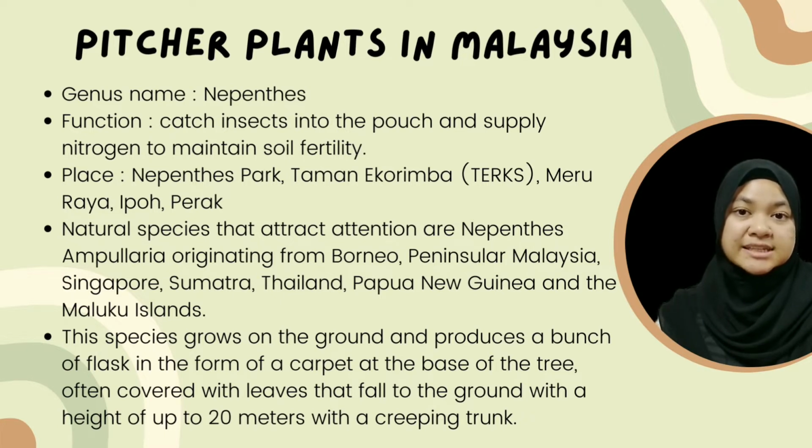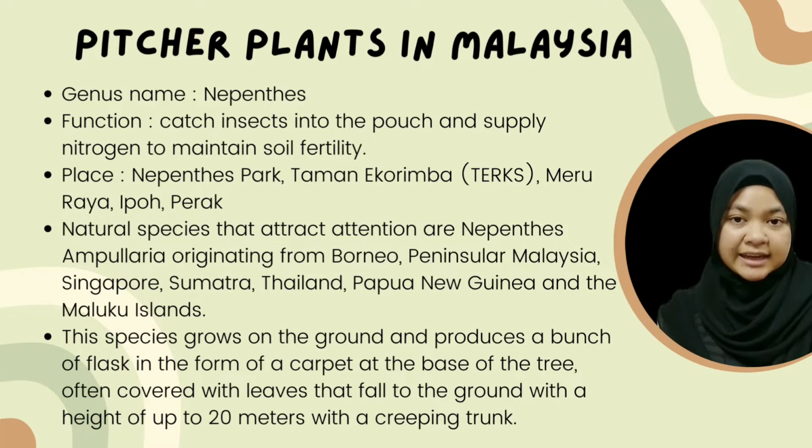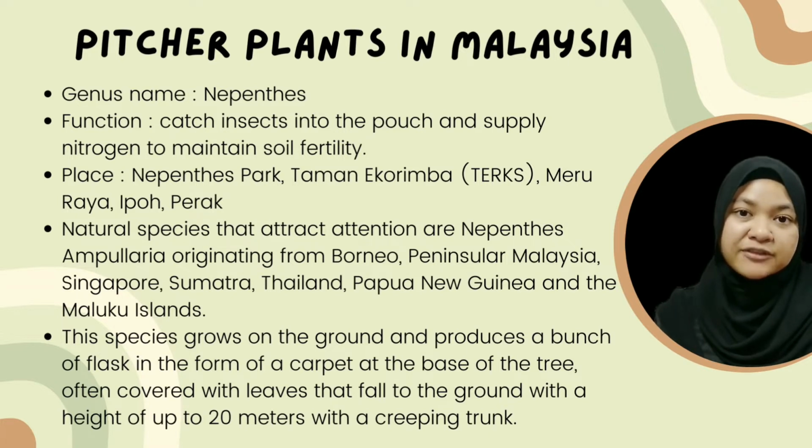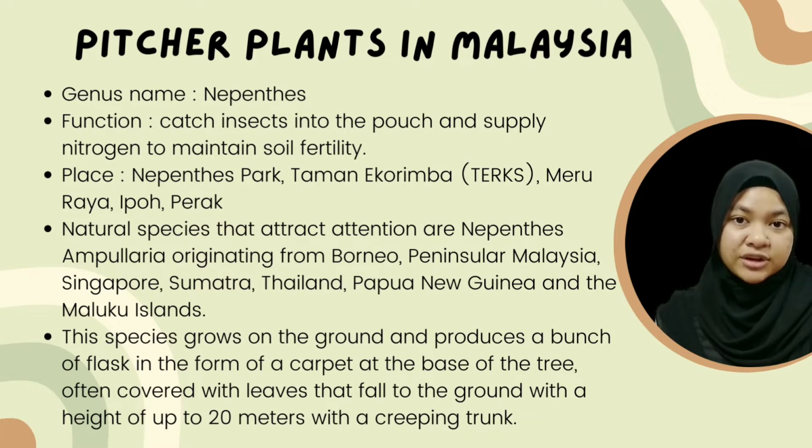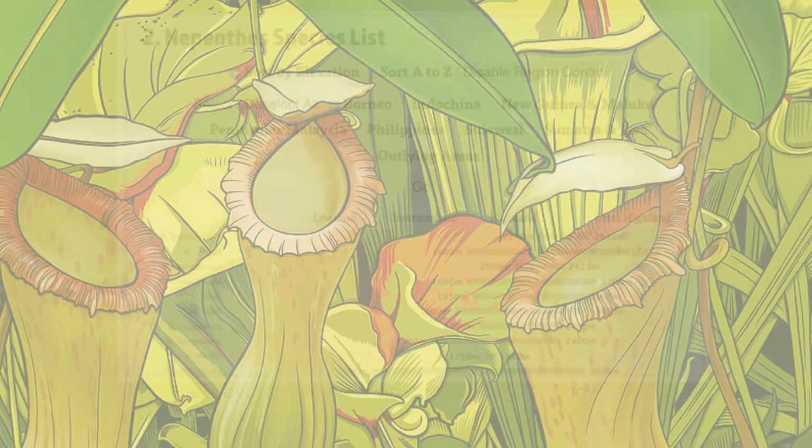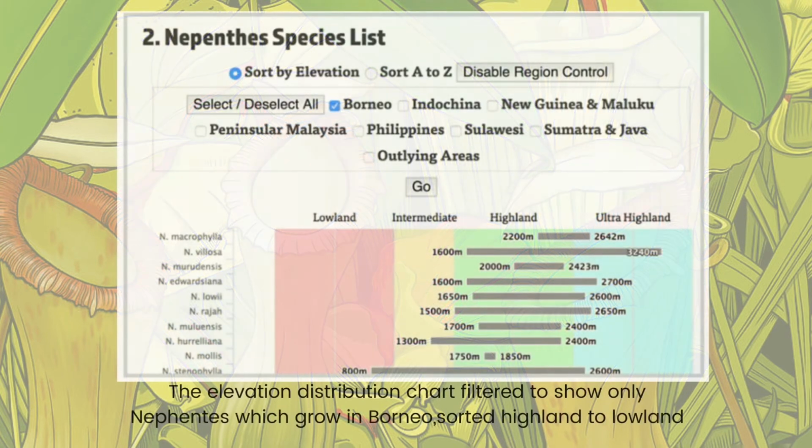The natural species of the pitcher plants that attract attention is Nepenthes ampullaria, which originates from Borneo, Peninsula Malaysia, Singapore, Sumatra, Thailand, Papua New Guinea, and the Maluku Islands. This species grows on the ground and produces a bunch of leaves in the form of a carpet at the base of the tree, often covered with leaves that fall onto the ground, with a height of up to 20 meters with creeping trunks. This is the elevation distribution chart featured to show only the Nepenthes which grow in Borneo, from highland to lowland.